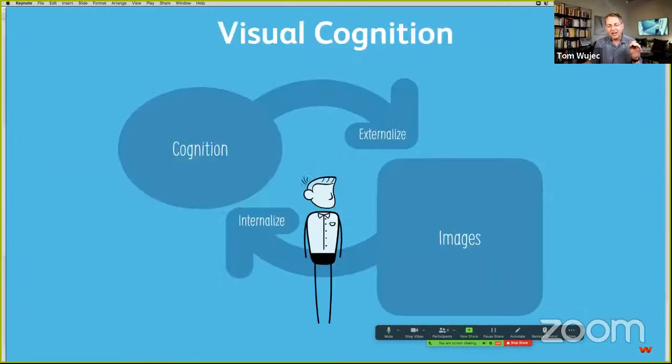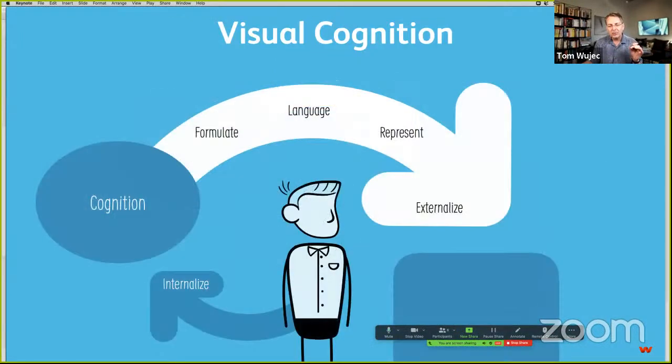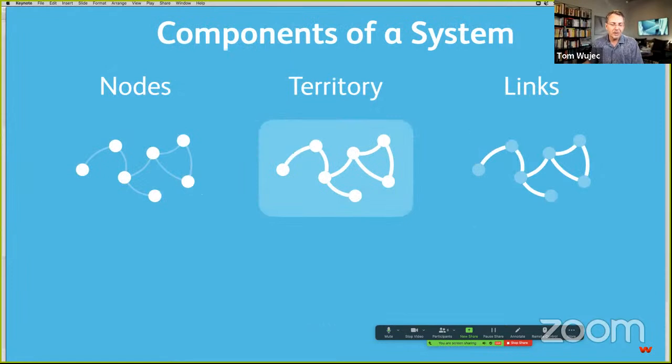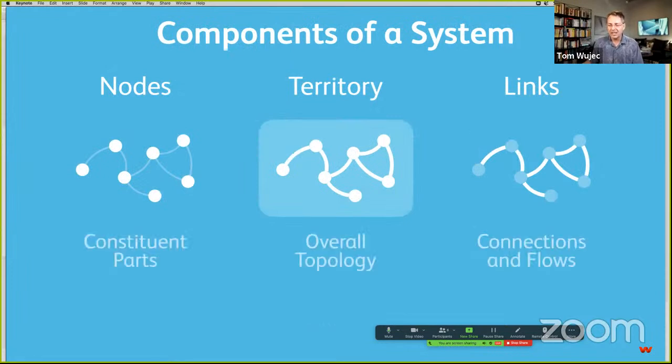So systems are visual models that help us make sense, translate that soft, fuzzy question of how you represent ideas into a clear form. And there are distinct steps that we take: a process of formulation, a process of using the language, putting it into a visual form, and then physically expressing it with sketches or Keynote or PowerPoint, whatever tool you end up using. Systems, as we mentioned, consist of nodes, territories, and links.